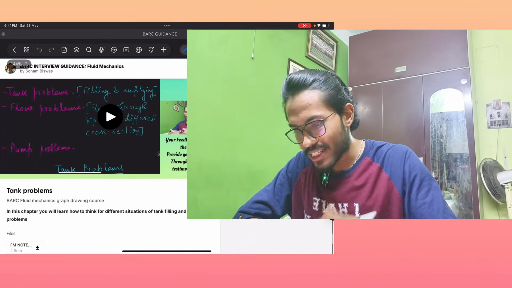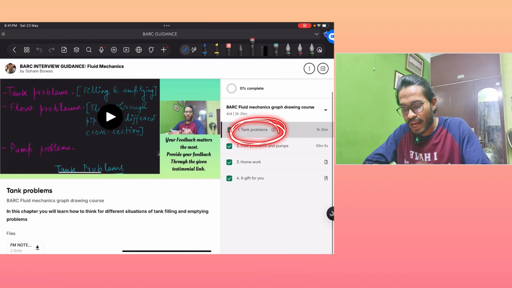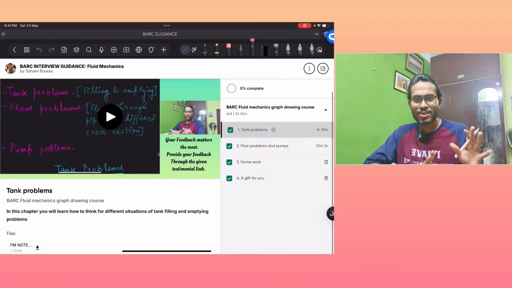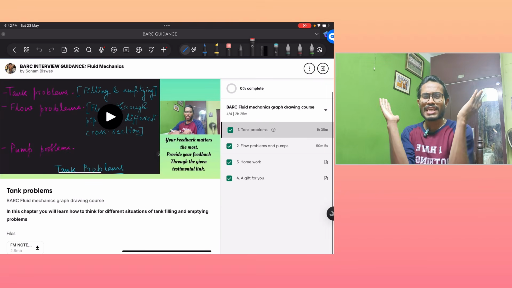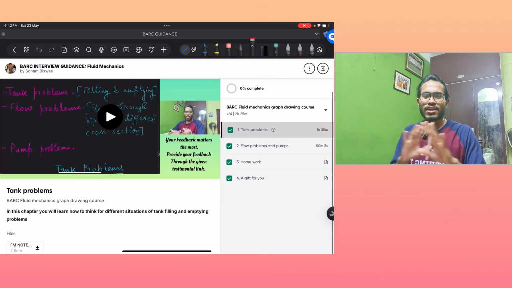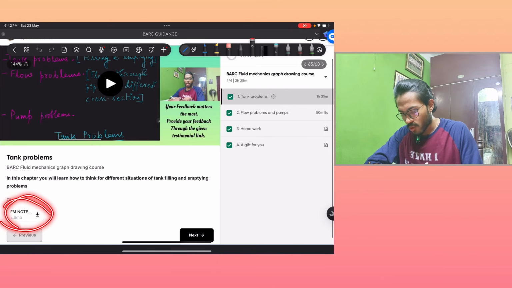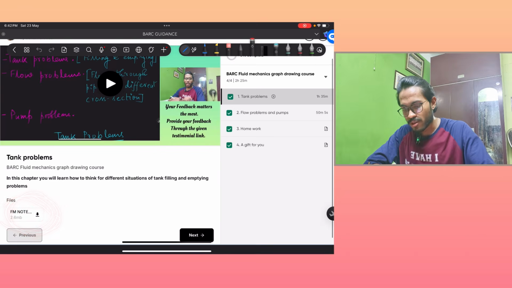So here you can see my iPad. Firstly, this is the first chapter, that of the tank problems. All those tanks, this cross section, that cross section, varying pressure, and two tanks connected, I have covered all those things. And moreover, I have also provided the notes.